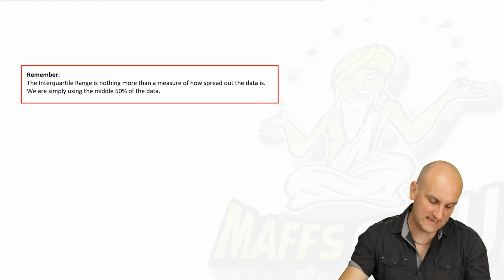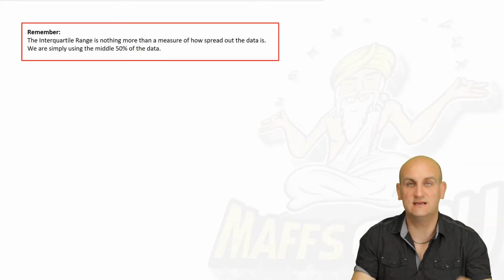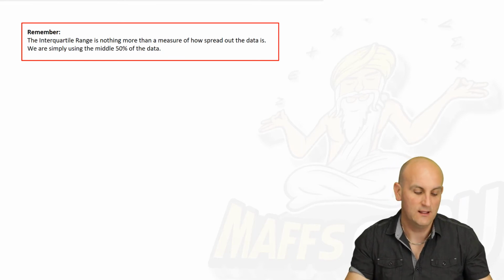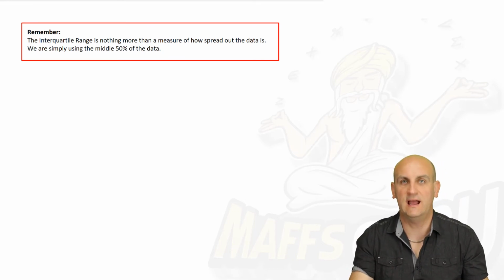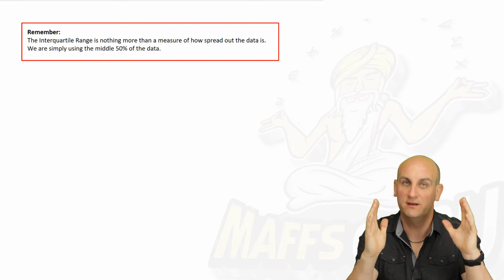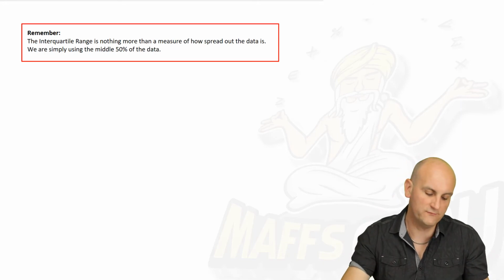This stuff is absolutely amazing, all right? And as I say here, almost at the end of the lesson, the interquartile range is looking at how we spread the data out, but in this situation, for the middle 50%.